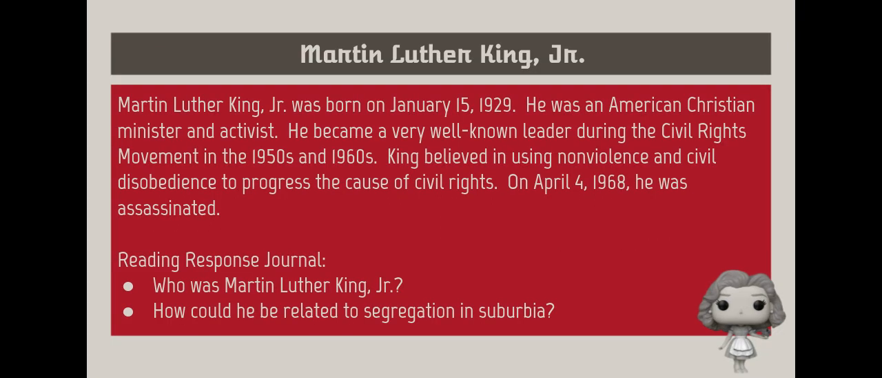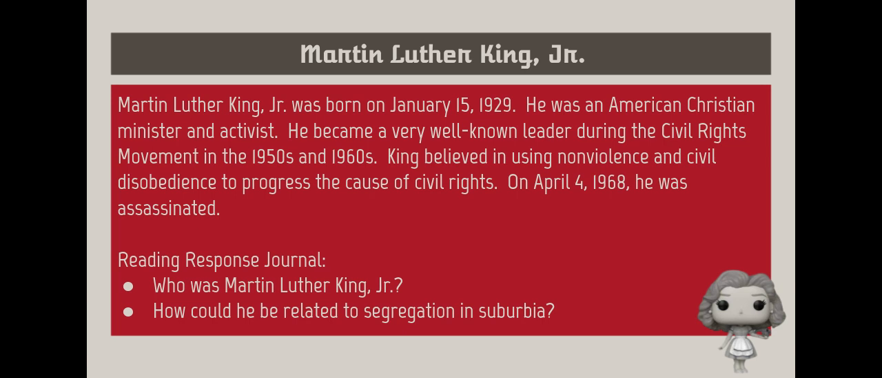You're going to read the brief biography of Martin Luther King Jr. Then you will answer the questions in your reading response journal. Martin Luther King Jr. was born on January 15, 1929. He was an American Christian minister and activist. He became a well-known leader during the civil rights movement of the 1950s and 1960s. King believed in using nonviolence and civil disobedience to progress the cause of civil rights. On April 4, 1968, he was assassinated.